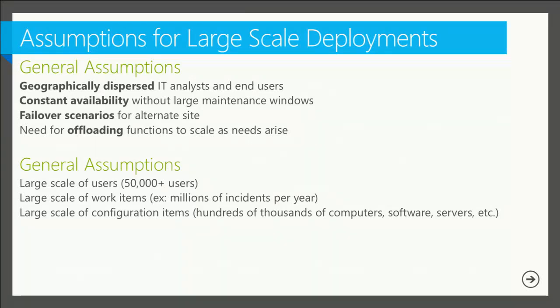And also offloading. One of the key messages I want to give to you in this session is segment your deployments in reusable parts that are smaller rather than throwing everything into one box. And you'll see why that's beneficial. And we've seen that very practically as we've been deploying in large organizations. Also, generic scale being large scales over 50,000 users. That's kind of what I'm describing as a large scale deployment. Millions of work items a year, et cetera.